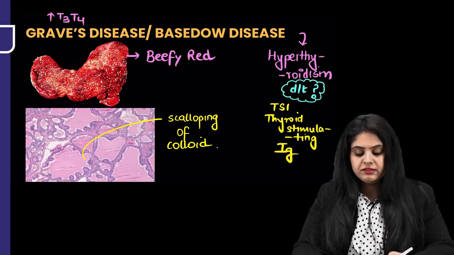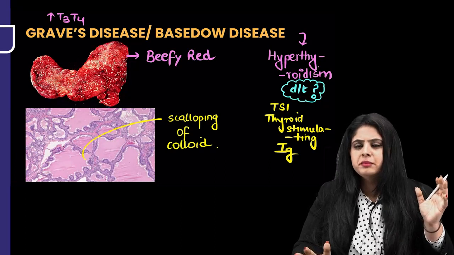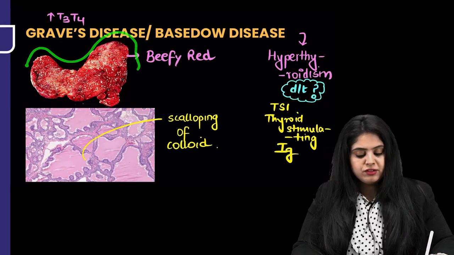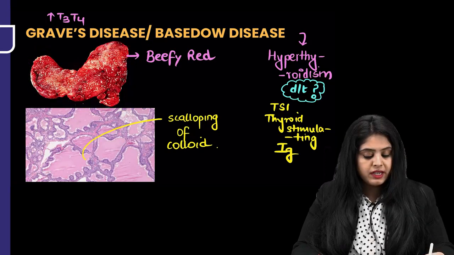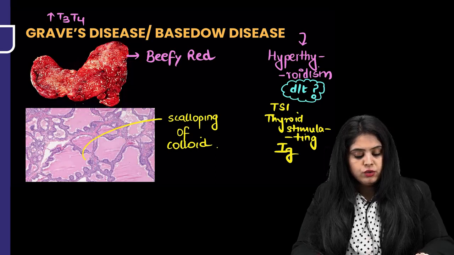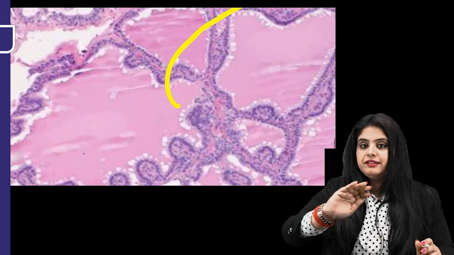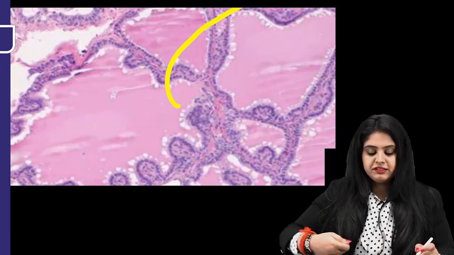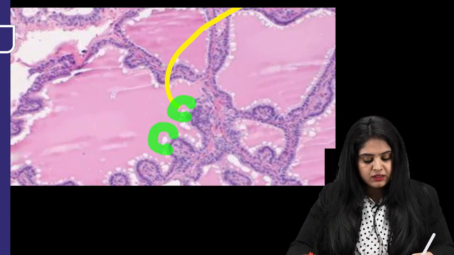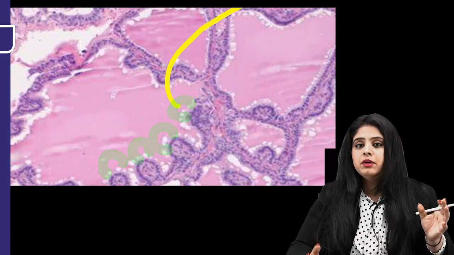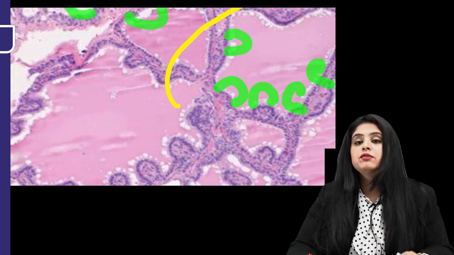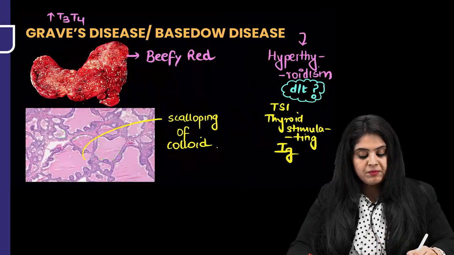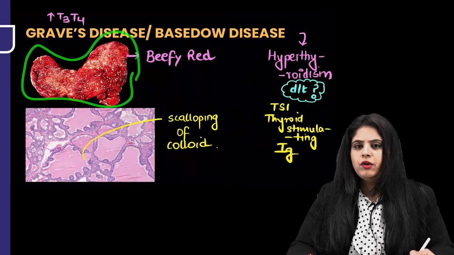So how does it look like? It is working more. Working so much, it has become red. It is a beefy red thyroid which is overactive, working a lot. And because it is working a lot, you will see these, as if, you know, like an ice cream scoop you take and you take out ice cream. It seems as if someone is eating the colloid. So work more, eat more. So basically it is eating the colloid. Eating the colloid means scalloping of the colloid is seen. So please remember, it's a beefy red thyroid on fire.